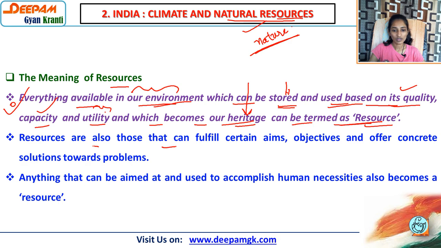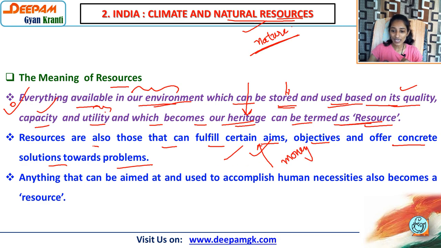Resources are also those that can fulfill certain aims and objectives and offer concrete solutions towards a problem. For example, if we are getting crude oil or coal from India, it is not that we use it only ourselves, we are also exporting it. So it can fulfill certain aims. Why? Because if we sell to other countries we get money, so we can fulfill certain aims, objectives, motives and other concrete solutions, and even with the help of money we get solutions to problems.